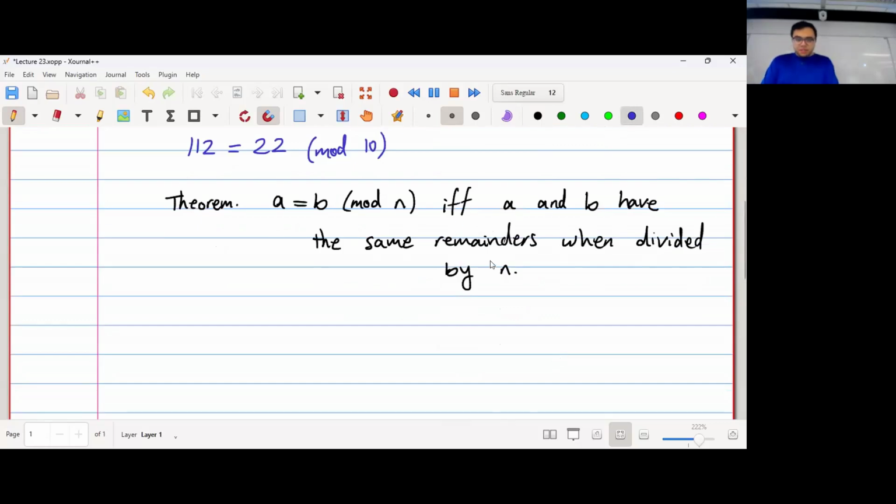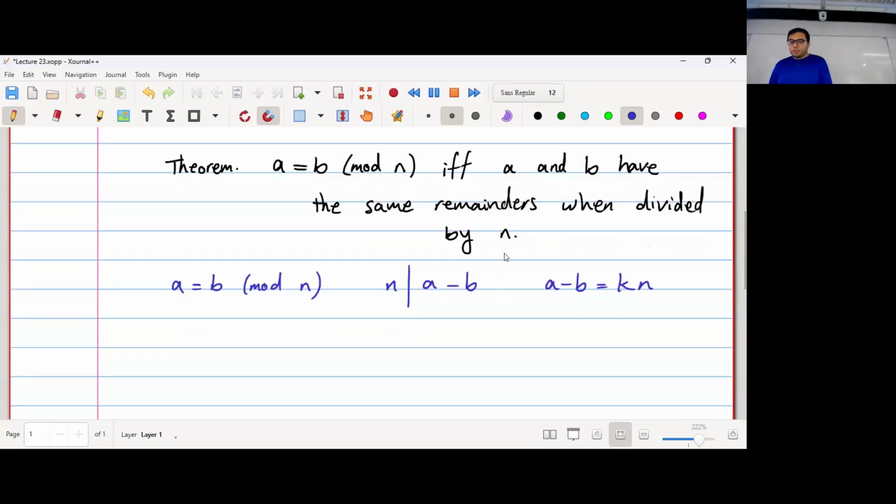Again, this is if and only if, so I have to prove both sides. The first side: suppose that A is equal to B modulo N. What does that mean? That means that N divides A minus B. So A minus B is going to be some number, let's call it K times N. I want to show that A and B have the same remainders when divided by N. And by the way, just imagine that N is not 0, so none of this makes sense if N is 0.